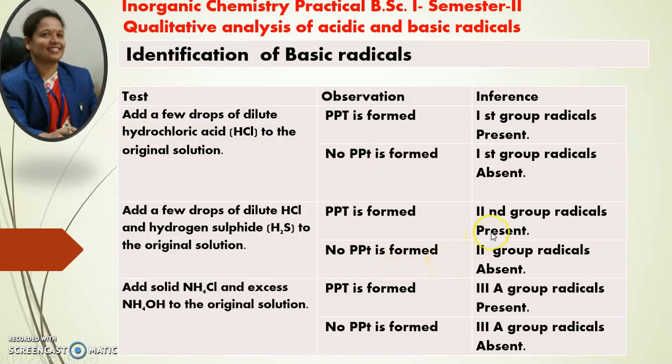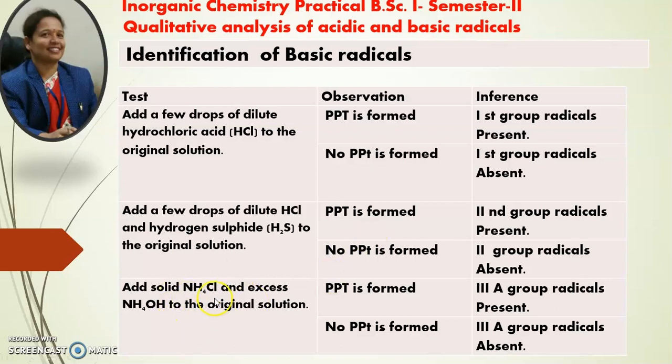अगर PPT मिल रहा है तो फिर से हम उसको फिल्टर करेंगे, और जो सॉलिड हमें मिला है उसमें हम सेकेंड ग्रुप रेडिकल चेक करेंगे, और जो नीचे लिक्विड रहेगा, फिल्ट्रेट रहेगा, उसमें हम थर्ड ग्रुप के लिए प्रोसीड करेंगे. ये प्रोसेस हम कंटिन्यू करेंगे still we get the formation of two basic radicals. जब तक हम दो बेसिक रेडिकल आइडेंटिफाई नहीं कर लेते, we can continue this process.